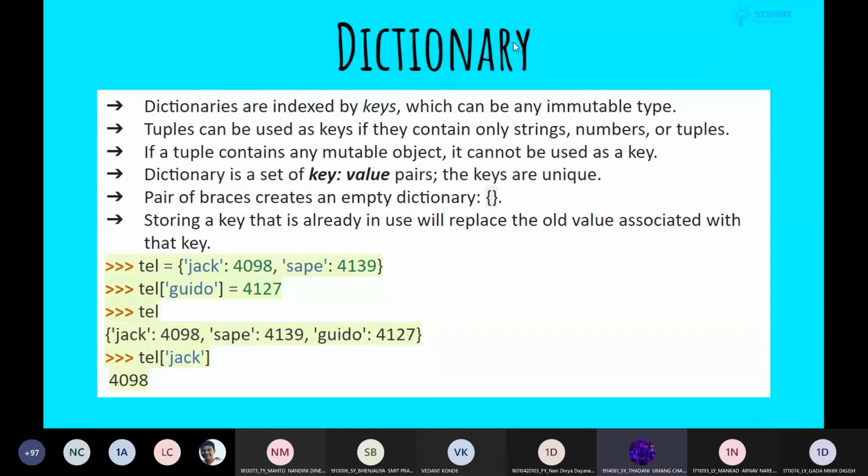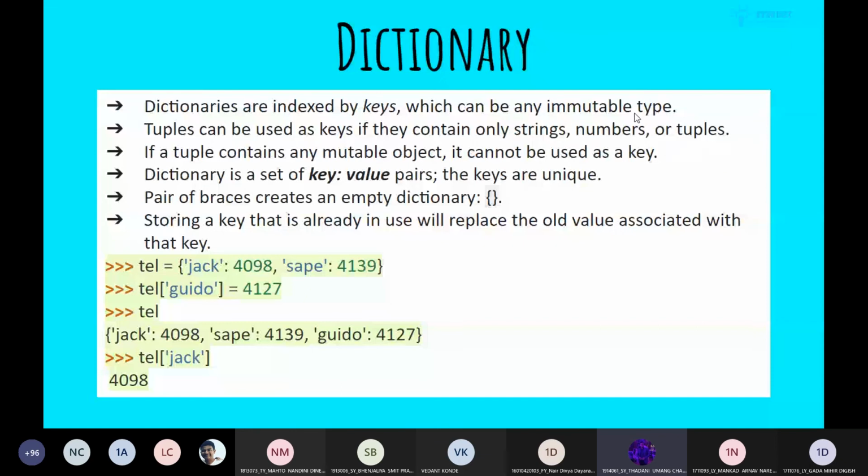Also, tuples can be used as keys if they contain only strings, numbers, or tuples. Why is this the condition? Because dictionaries are indexed by keys, which can be any immutable data type. That is, the keys of a dictionary should only be an immutable data type.